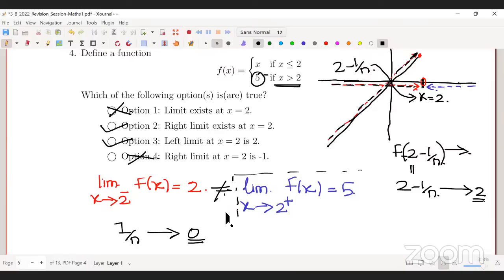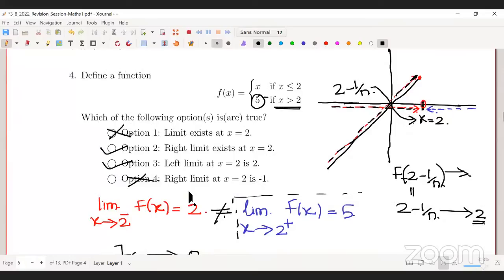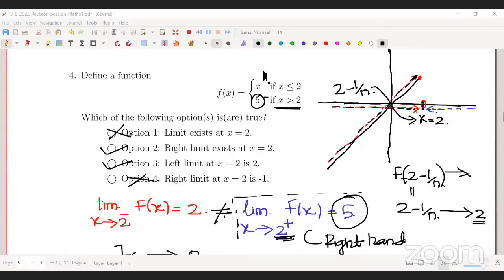Sir, I didn't understand option 2. The right limit exists at x is equal to 2. What is the right limit of this function at x equal to 2? As x tends to 2 plus, it is 5. This is the right hand limit, right? So then we have a value for the right hand limit. Yeah, but at 2 it is not there, I think. No, this is precisely the right hand limit at x equal to 2, and we have a value for it, which is 5. That means the right hand limit exists at x equal to 2. Okay, got it.